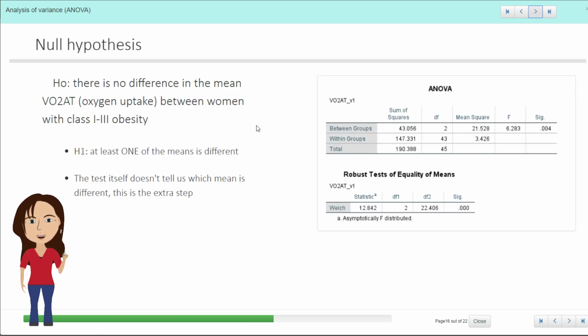So the null hypothesis is that there is no difference in the oxygen uptake between the 3 classes of women, and the alternative is that at least one of the means is different. I think I need to put my hand down now. The test itself doesn't tell us which of the means is different, and we have to do an extra step when we're using analysis of variance to check this.